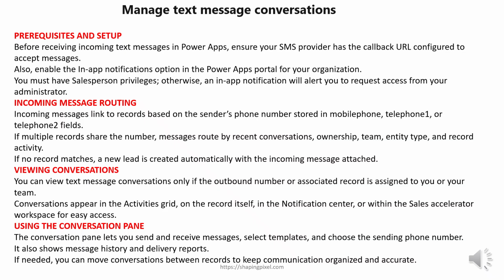Using the conversation pane. The conversation pane lets you send and receive messages, select templates, and choose the sending phone number. It also shows message history and delivery reports. If needed, you can move conversations between records to keep communication organized and accurate.